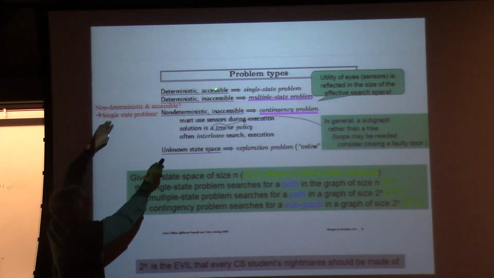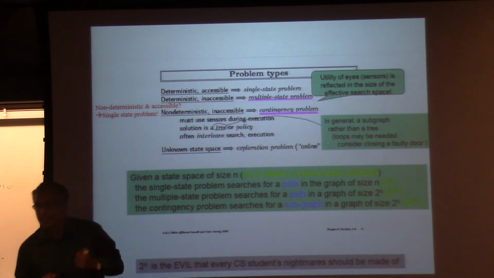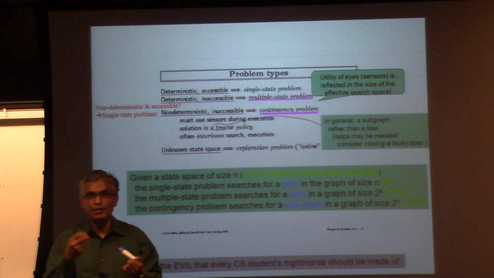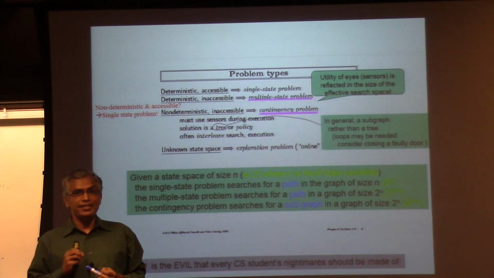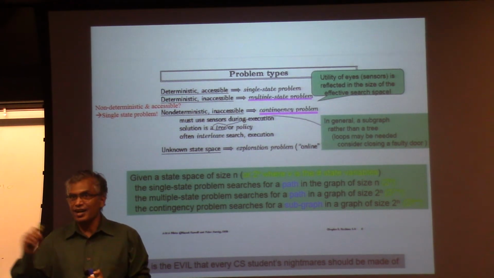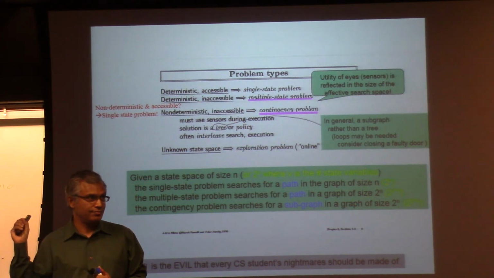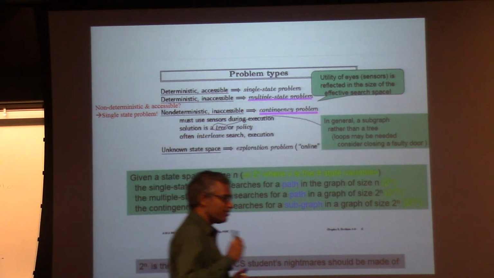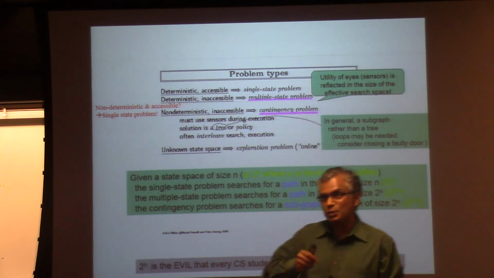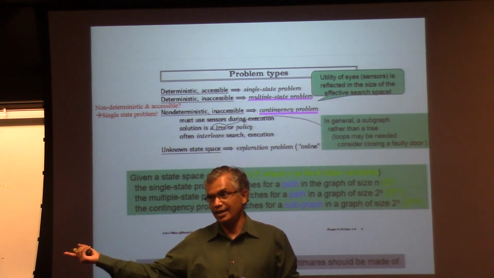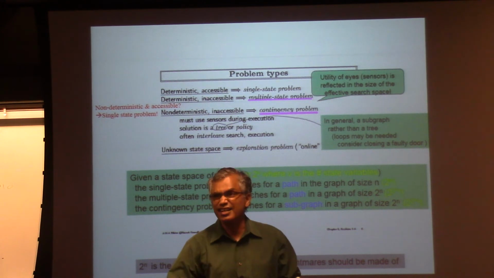So you went from deterministic accessible to deterministic inaccessible and got multiple state. What if you keep accessible and make deterministic non-deterministic? That's MDPs. MDPs still search in the space of states, not the sets of states. It's a very strange thing that losing eyesight increases the search space size exponentially. Having actions that are uncertain doesn't.